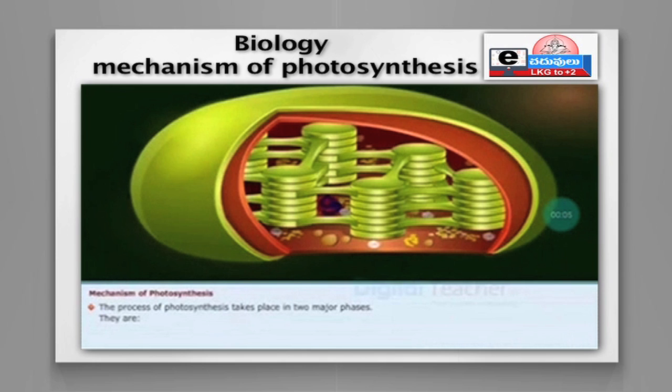So, some previous classes are completed in part 1 of the nutrition chapter. Today is the final topic of part 1 in nutrition, that is the mechanism of photosynthesis. Already you know, everybody, what is photosynthesis? Plants can prepare food by using sunlight and absorbing some raw materials. The process is called photosynthesis.